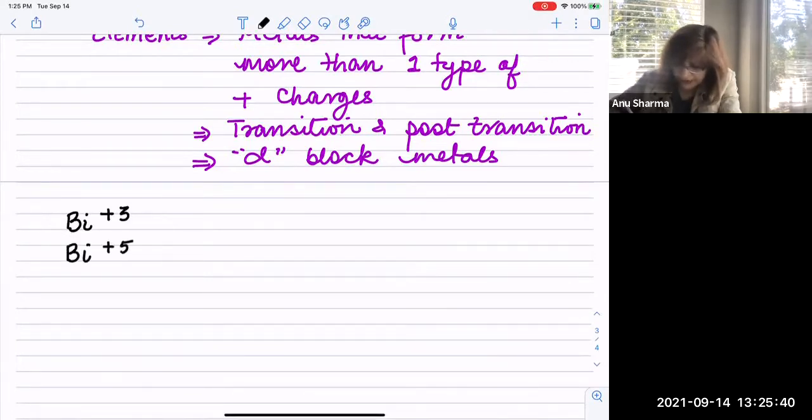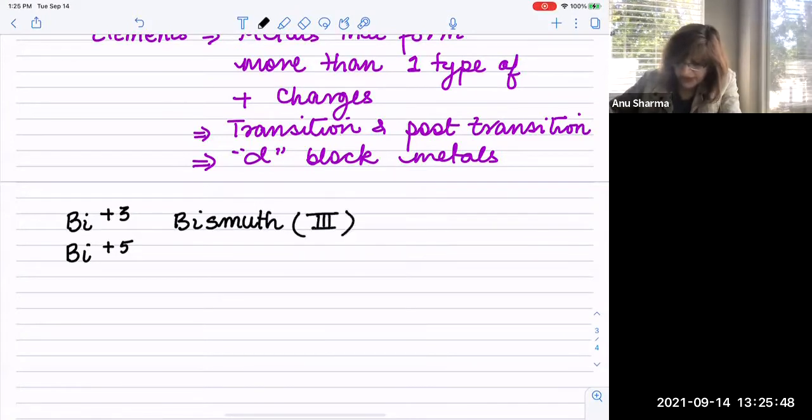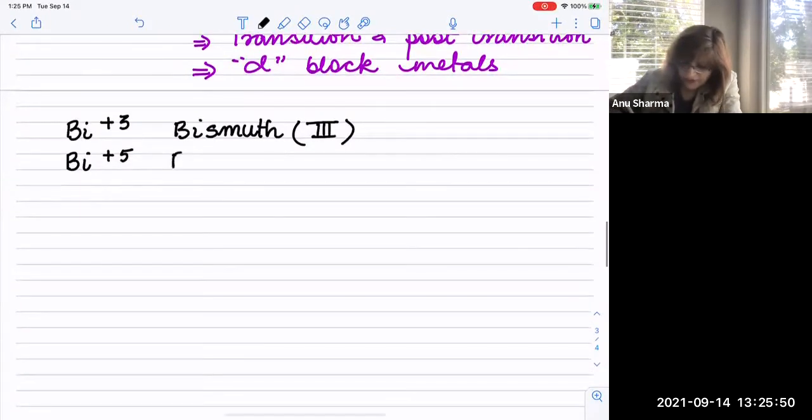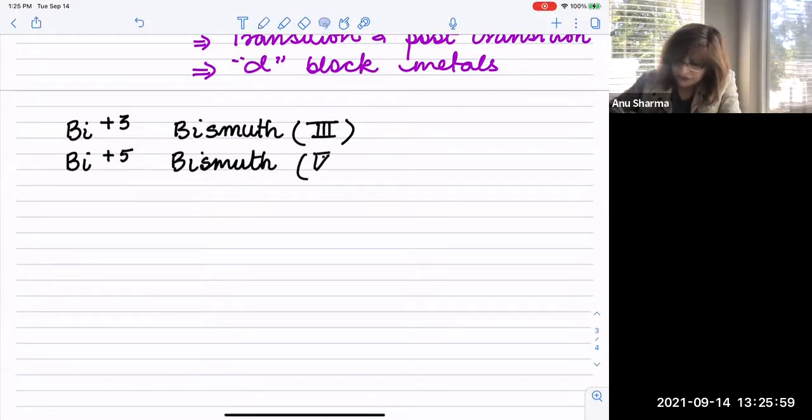So how will you write this? You're going to use Roman numerals. Bismuth 3, like that, and bismuth 5.